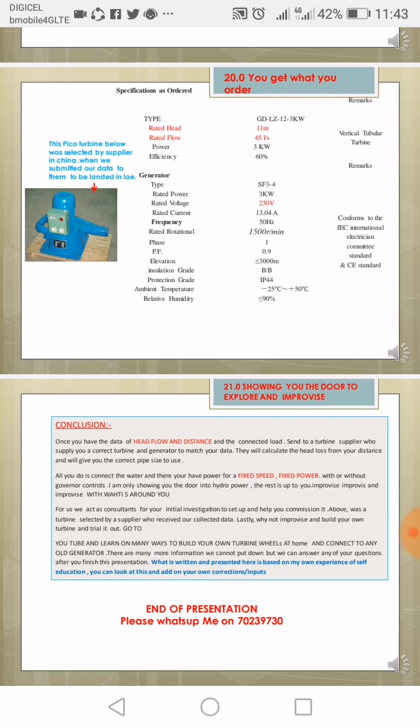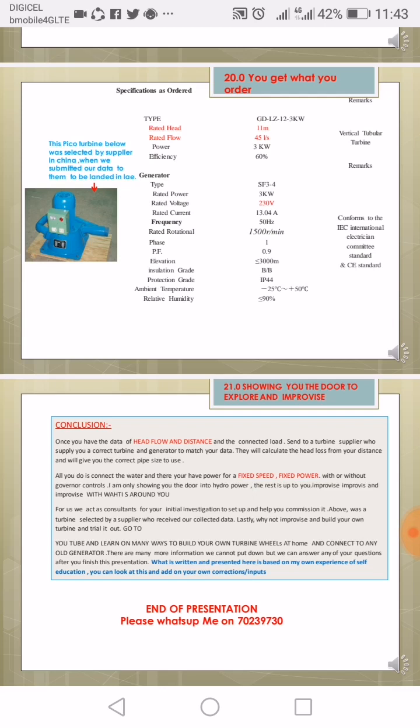Now you look in this turbine site, the blue palette here on the low left hand side. The supplier is now quoting me nearly 5,000 US dollars. But I mean, you can look at it: maybe I give him head, maybe I give him flow, maybe I give him distance, maybe I give him voltage.